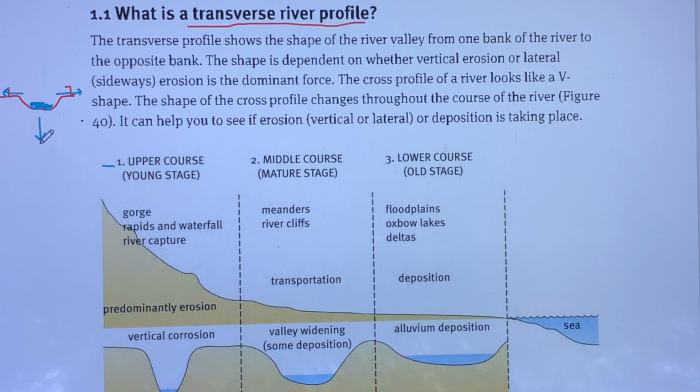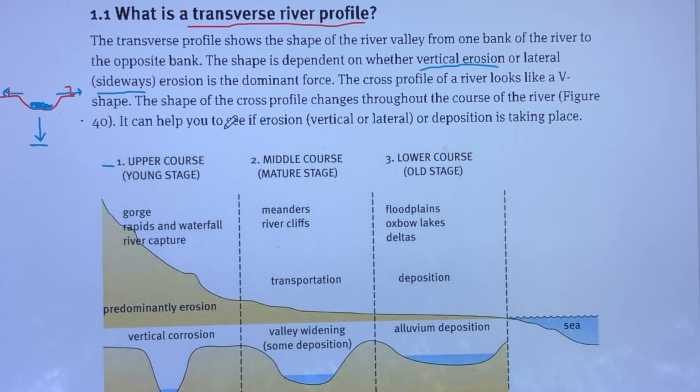If there is more vertical erosion, this basically means that the river is going to be deeper, or steep. The riverbed is going to be situated down there. I hope you understand that. I'm just going to explain the fundamental reasons for this. Let's continue. The shape is dependent on whether vertical erosion or lateral erosion, which is also known as sideways erosion, is the dominant force.